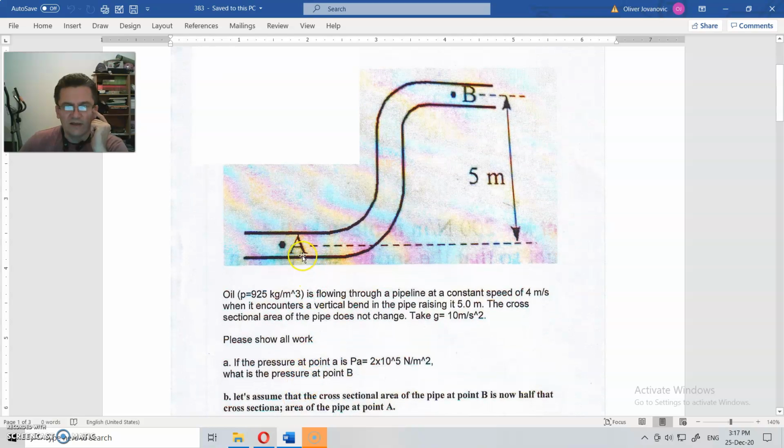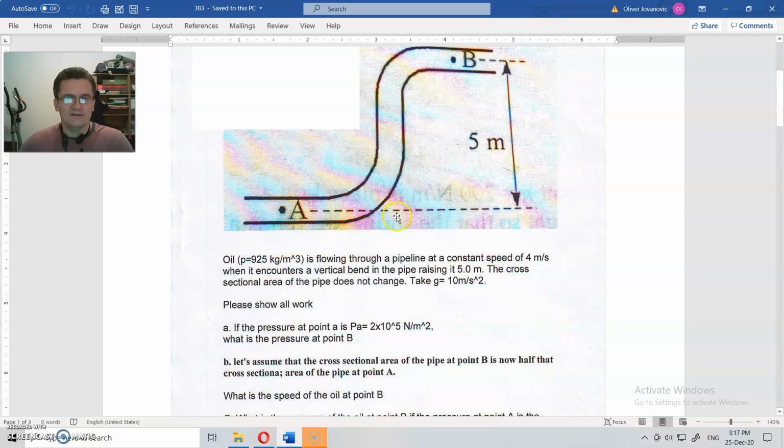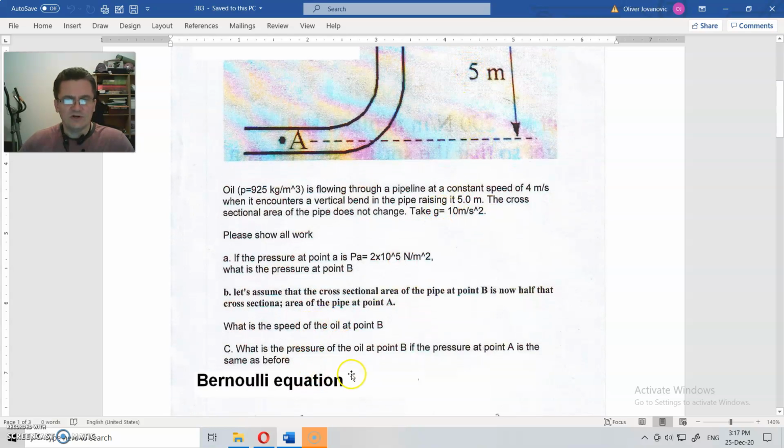If the pressure at point A is 2 times 10 to the 5th Newton per meter squared, what is the pressure here? That is the question under A. Under B, let's assume that the cross-sectional area of the pipe at point B is now half that of here. What is the speed of the oil at point B in that case? And C, what is the pressure of the oil at point B if the pressure at point A is the same as before? Now that is on the same assumption, I think.